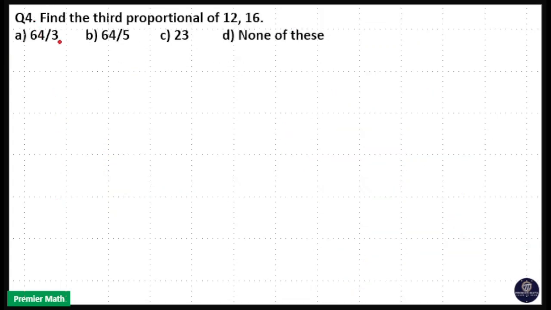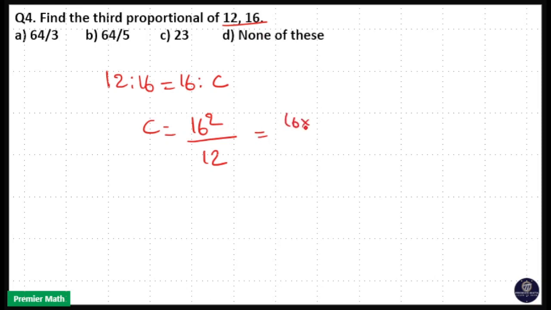Next is question number 4. Find the third proportion of 12 and 16. If 12:16 is equal to 16:C, C will be 16 square divided by 12. That is 16 into 16 by 12. 4 into 3, 12. 4 4s are 16. That means 16 into 4, 64 by 3. So option A is your answer.